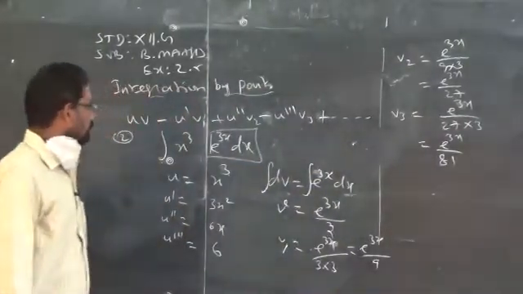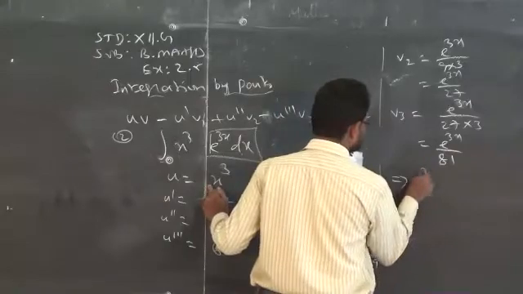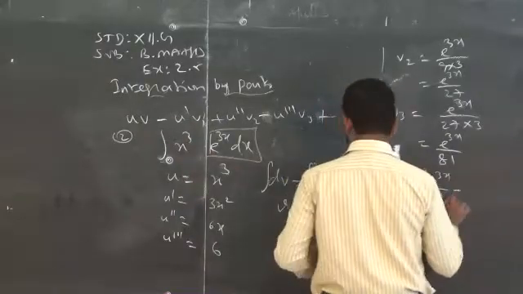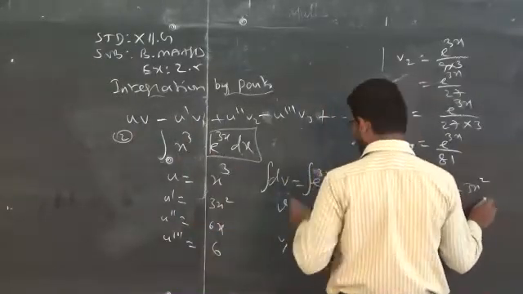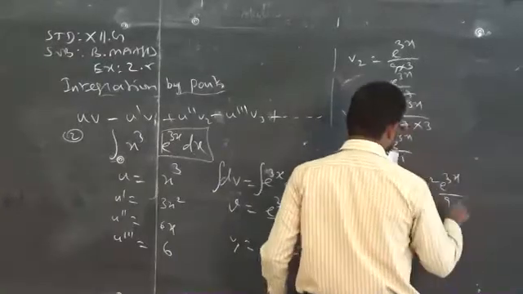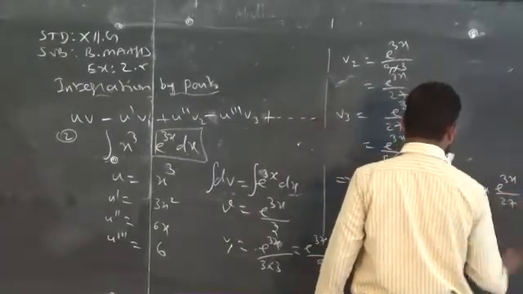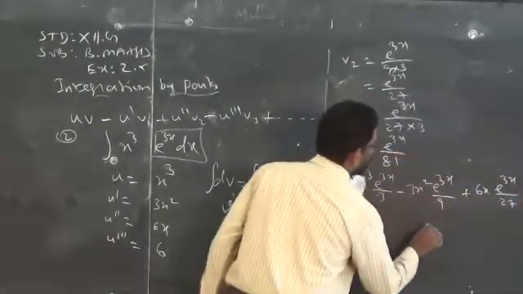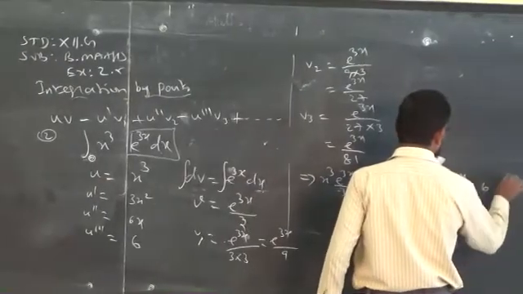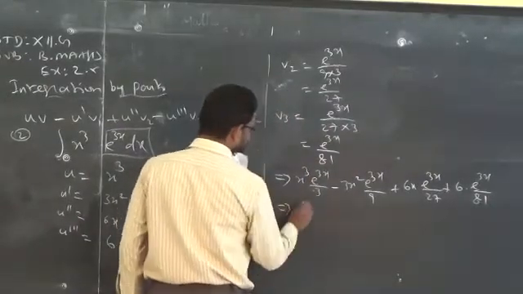Now just you have to substitute in this formula, which implies u, x cube, v, e power 3x by 3, minus u dash, 3x square, v1, e power 3x by 9, then plus, what is the last, 6x, e power 3x by 27, then constant, plus 6 into e power 3x by 81. So if it is possible, simplify and write, otherwise leave it as it is.